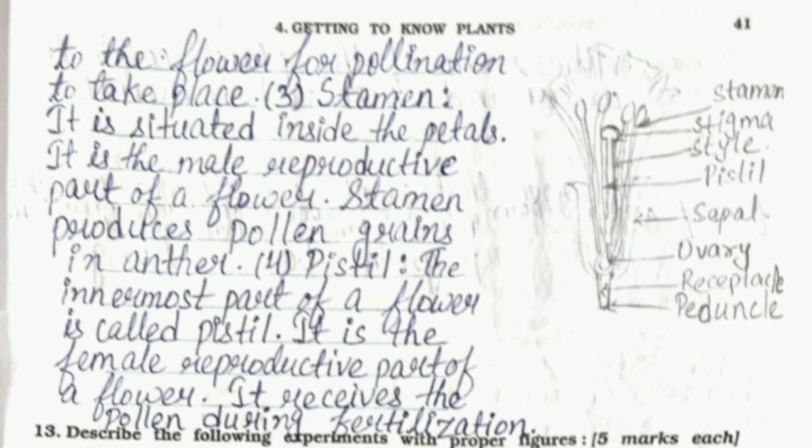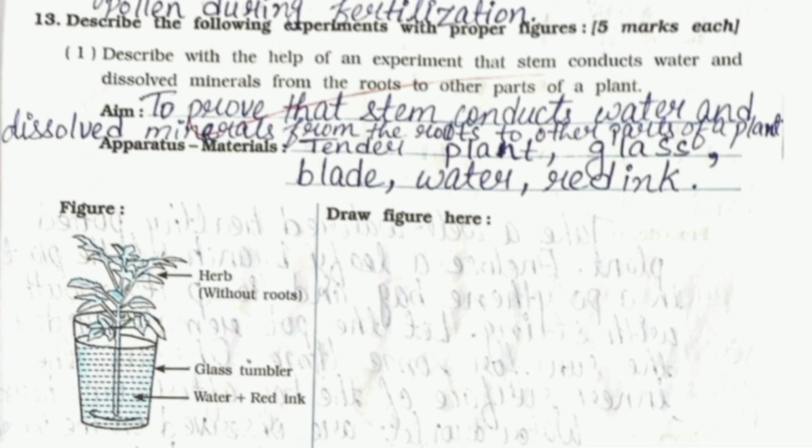Third is stamen. It is situated inside the petals. It is the male reproductive part of a flower. Stamen produces pollen grains in anther. Fourth one is pistil. The innermost part of a flower is called pistil. It is the female reproductive part of a flower. It receives the pollen during fertilization.